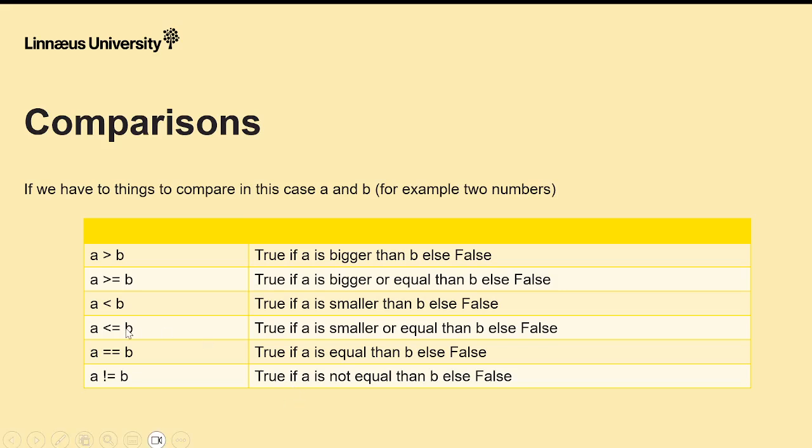If you want to have a comparison with something is equal, you have two equal signs. And the last one, A is not equal to B, and that's using an exclamation mark and an equal sign. So that's not equal.